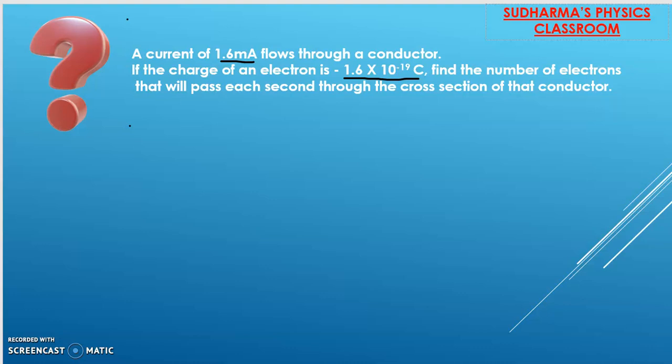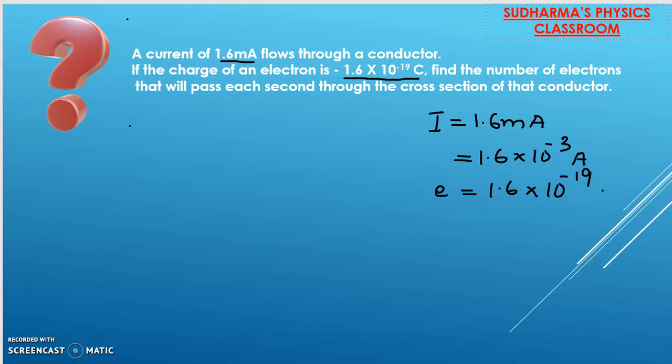A current of 1.6 milliampere. So current I is equal to 1.6 milliampere. This is not in SI unit, so we have to convert it into SI unit. That is going to be 1.6 into 10 power minus 3 ampere, because milli denotes 10 power minus 3, which gives you the SI unit. And charge of electron is given, E equals 1.6 into 10 power minus 19 coulomb.